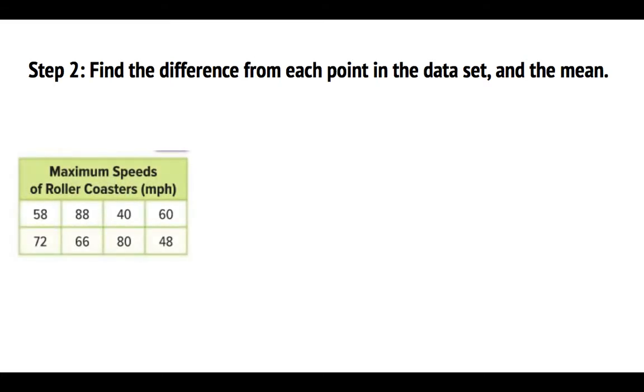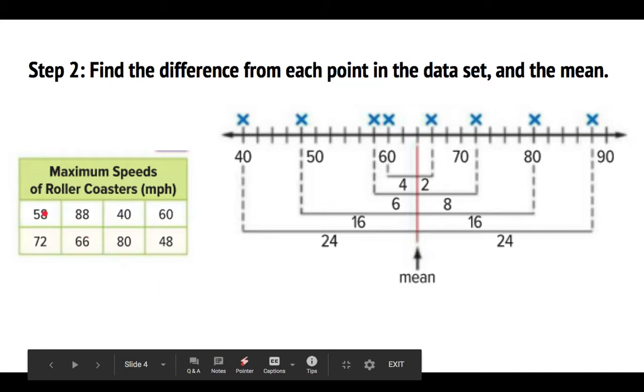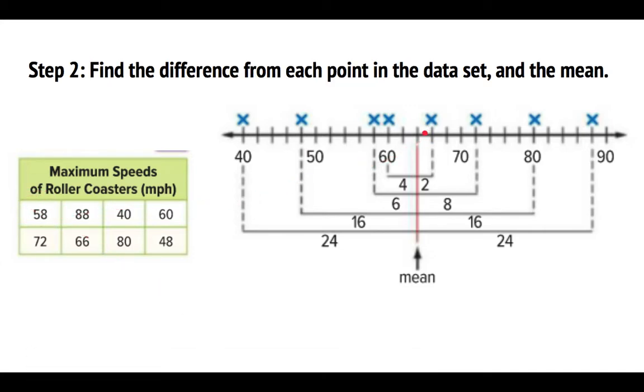So we're going to look again. Here's the same data set. What you do next is you find the difference between each of the numbers in the data set, like 58 and 64. So this graph actually might make it a little more confusing to see, but they're trying to show you that the distance between 58 and 64 is 6. Same thing with 88, which would be about here, and 64, the difference would be 24.